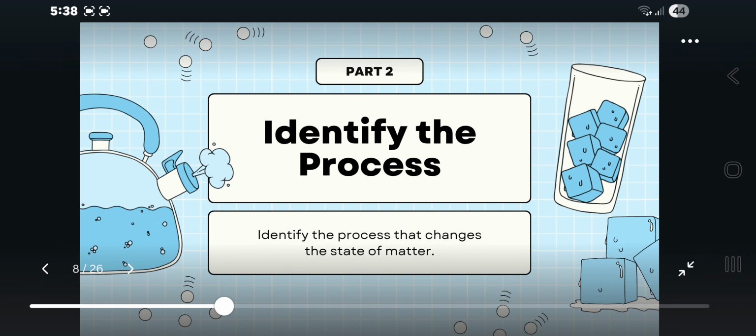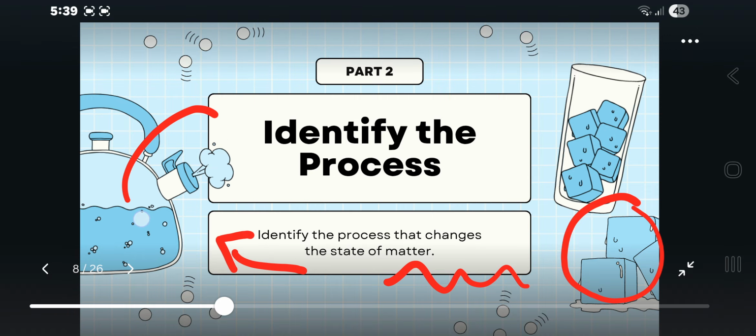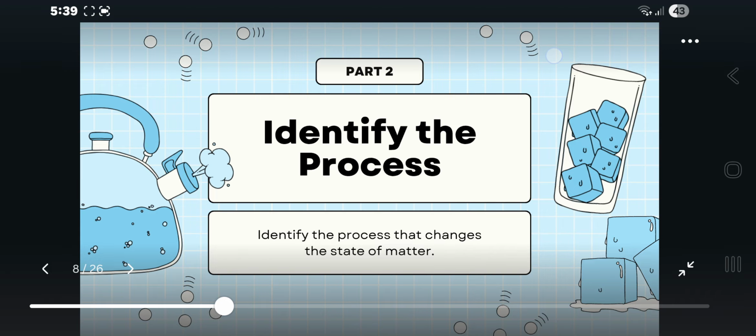Part 2. Now we will start a new topic. Identify the process. In this topic we will identify each and every process. This is also a really easy topic if you are focused in the class. First there will be ice, it will turn to liquid, and the liquid turns to steam, which is gas. We will learn all this in this topic. Okay, let's move on.